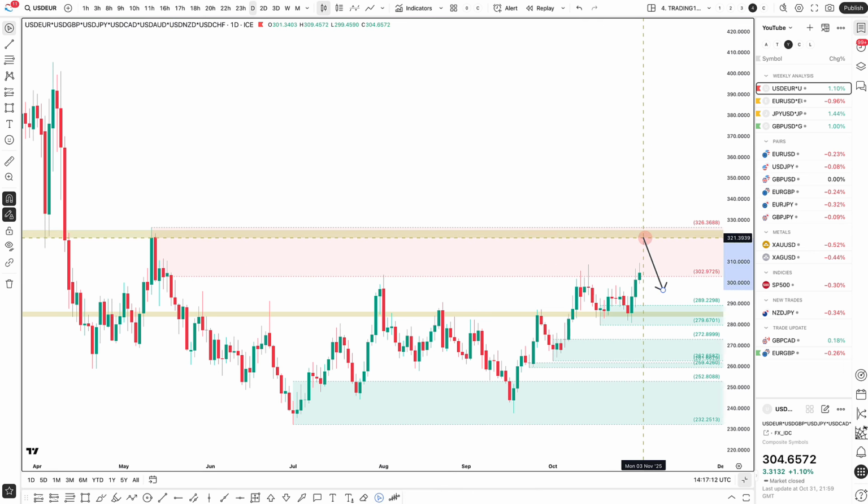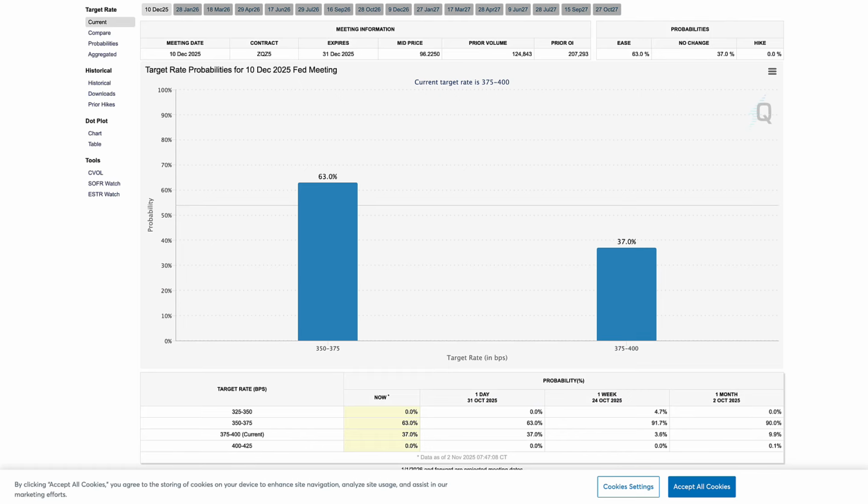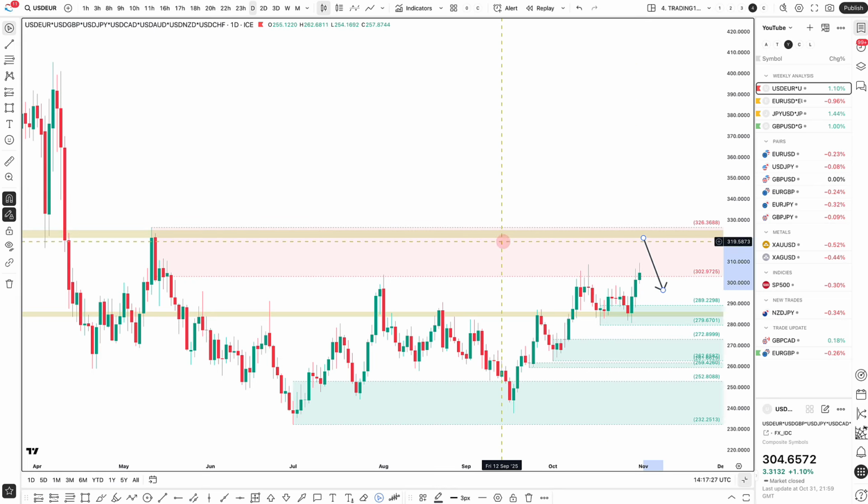I'm still looking for sells, because ultimately 63% of a rate cut is still a high probability of a rate cut, right? If you had a coin flip, you would definitely want to take that coin flip if it was weighted 63% in your favor. So the dollar for me is still a sell.